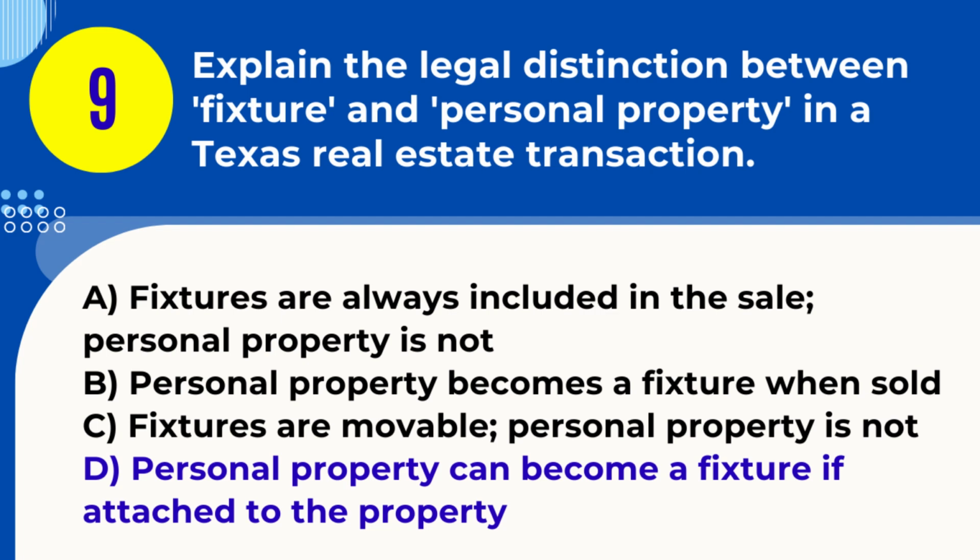In Texas real estate, a fixture is personal property that has been attached to land or a building and becomes part of the real property, whereas personal property is movable and not permanently attached.